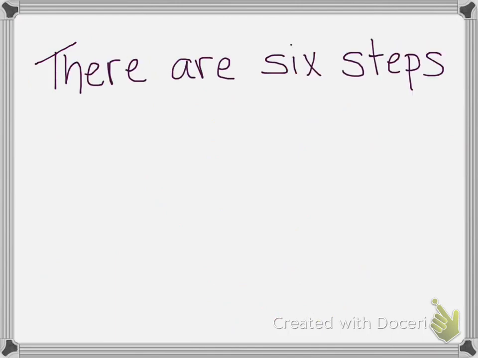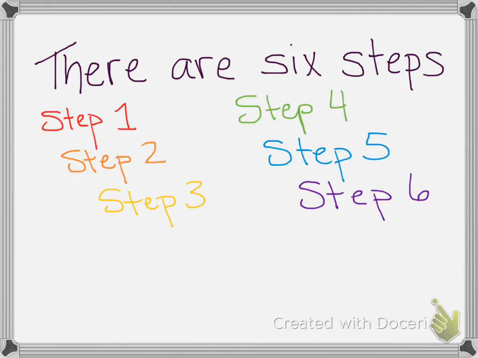There are 6 steps to adding and subtracting fractions with unlike denominators. In this video, they're going to be color-coded like the rainbow. And at the end, we'll have the problem solved.